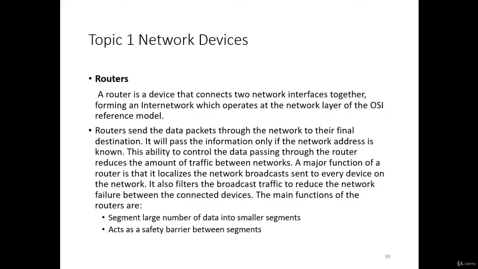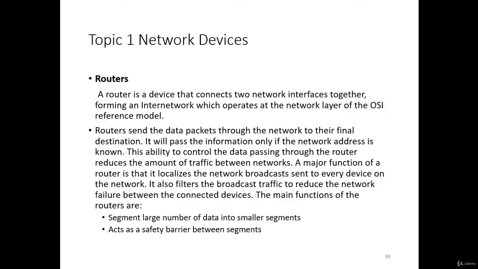Routers. A router is a device that connects two network interfaces together, forming an internetwork, which operates at the network layer of the OSI reference model. Routers send the data packets through the network to their final destination. It will pass the information only if the network address is known. This ability to control the data passing through the router reduces the amount of traffic between networks.